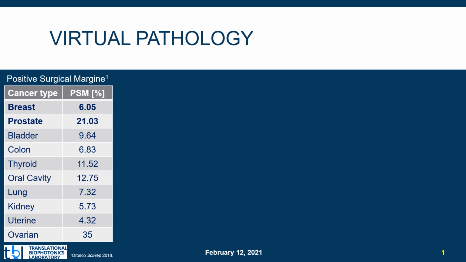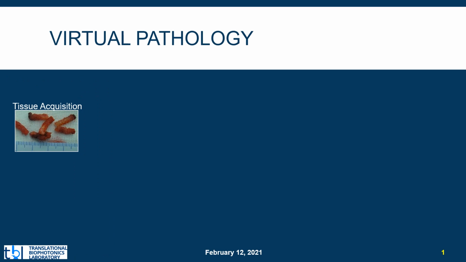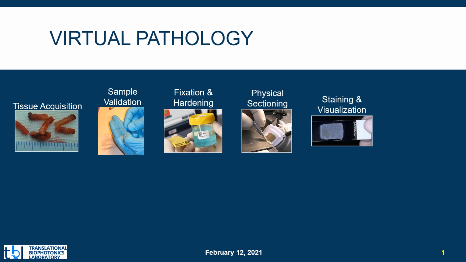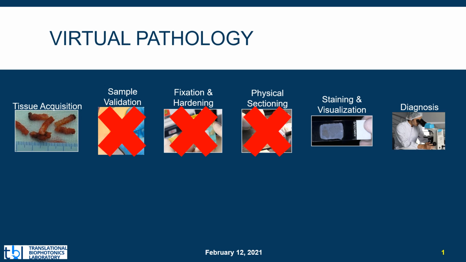This procedure includes the following steps: tissue acquisition, sample validation, fixation and hardening, physical sectioning, staining and visualization, and final diagnosis. Time to fulfill all those steps ranges from several hours to several days, and is not suitable for any intraoperative diagnostics. On the other hand, virtual pathology can reduce the needed time by skipping steps of fixation and hardening, physical sectioning, and sample validation.